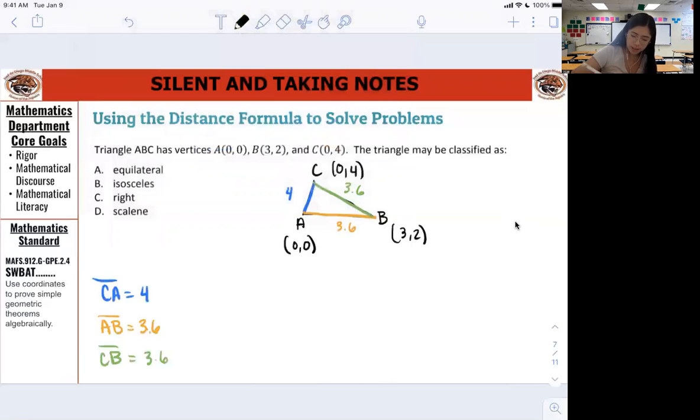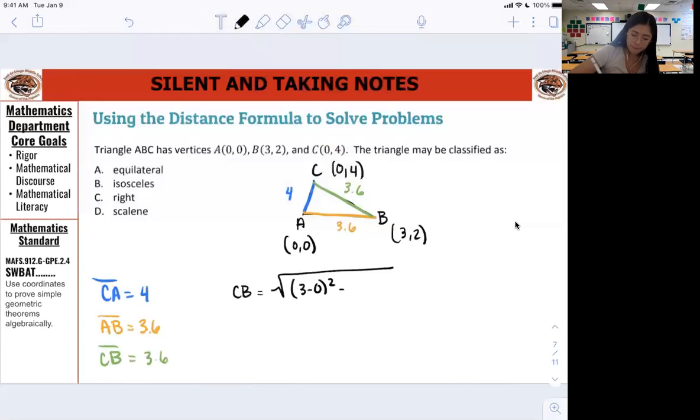All right. I'm going to quickly do it one more time together, it's good to see it as many times as possible. So I'm going to do CB together. Remember, it's x2 minus x1. What do I write down for x2 minus x1 for CB? 3 minus 0. 3 minus 0. Good.